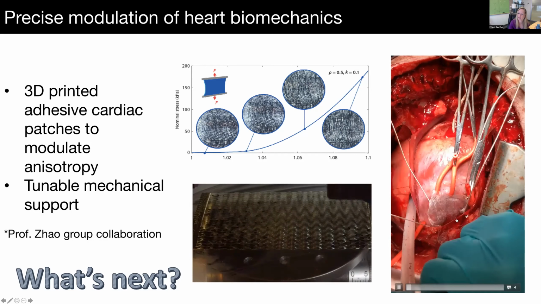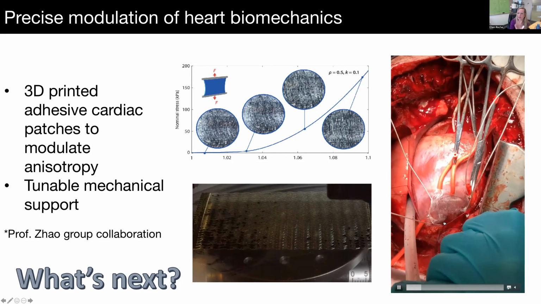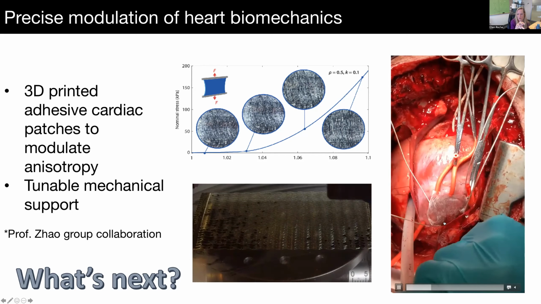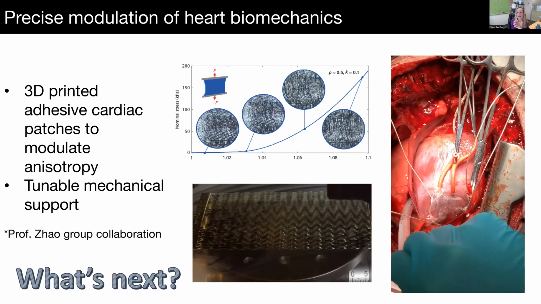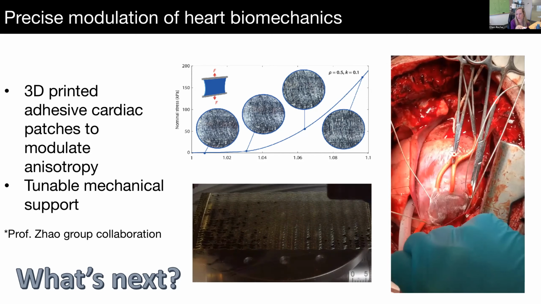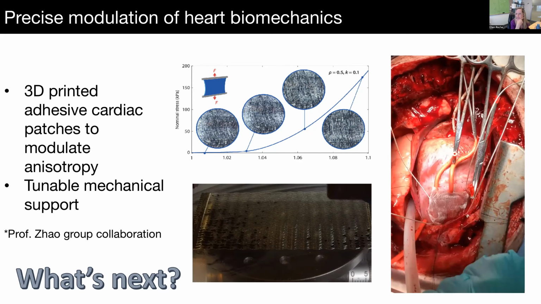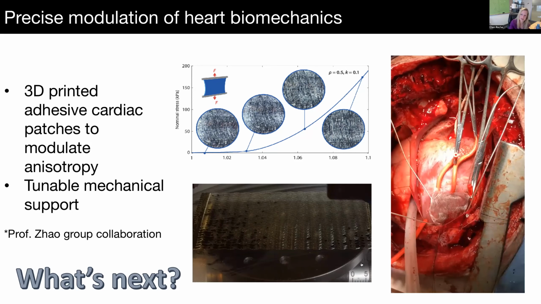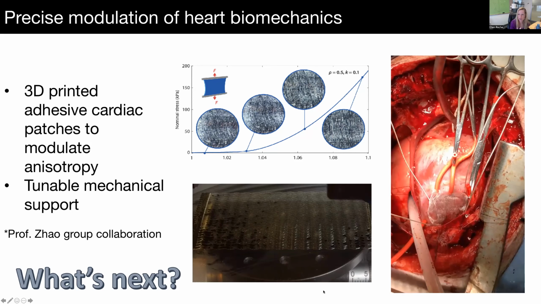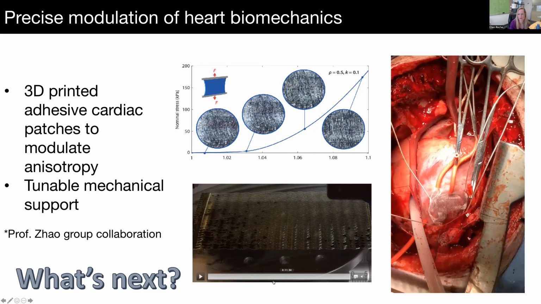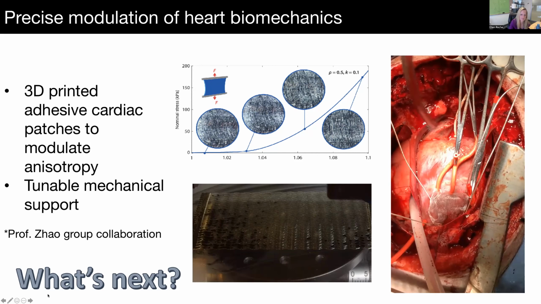Shown here on a pig heart, you can see when you put on the patch, you can control the longitudinal strain while maintaining the circumferential expansion and not impeding filling. So this is an interesting research direction, just looking at the mechanical restraint of the post-infarct heart.